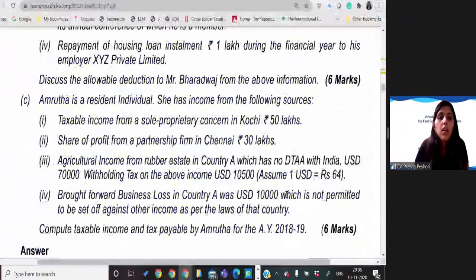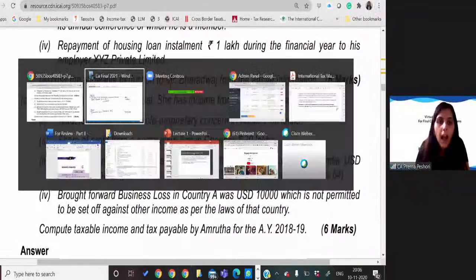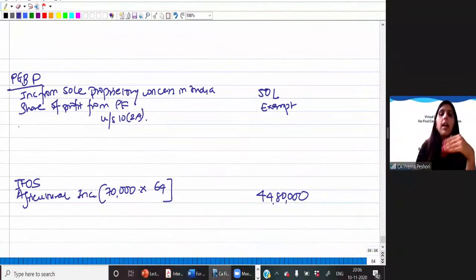Right? Brought forward business loss in country A was USD 10,000, which is not permitted to be set off against other income as per the laws of that country. No, it is not allowed in the laws of that country, but it is allowed under my laws, right? We allow the brought forward business loss to be set off. So I will allow it because I am resident of which country? India. And I will follow Indian laws. So though the source country does not allow it, I being the resident country will allow the set off of loss.